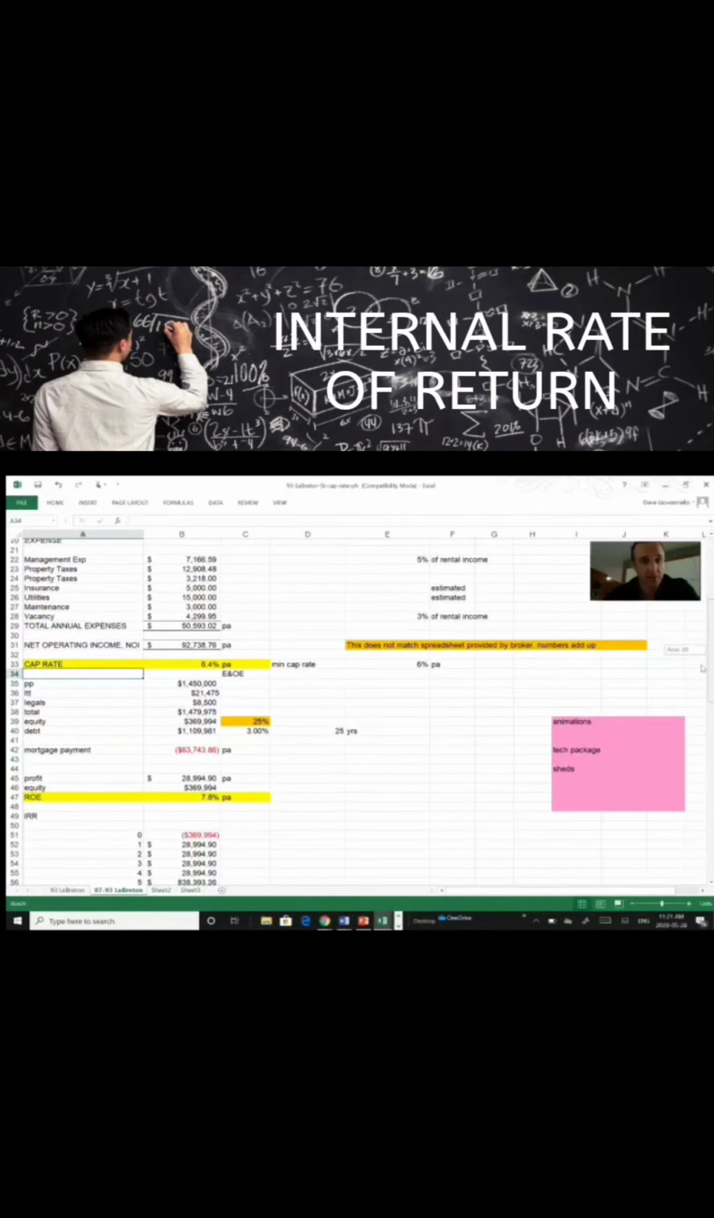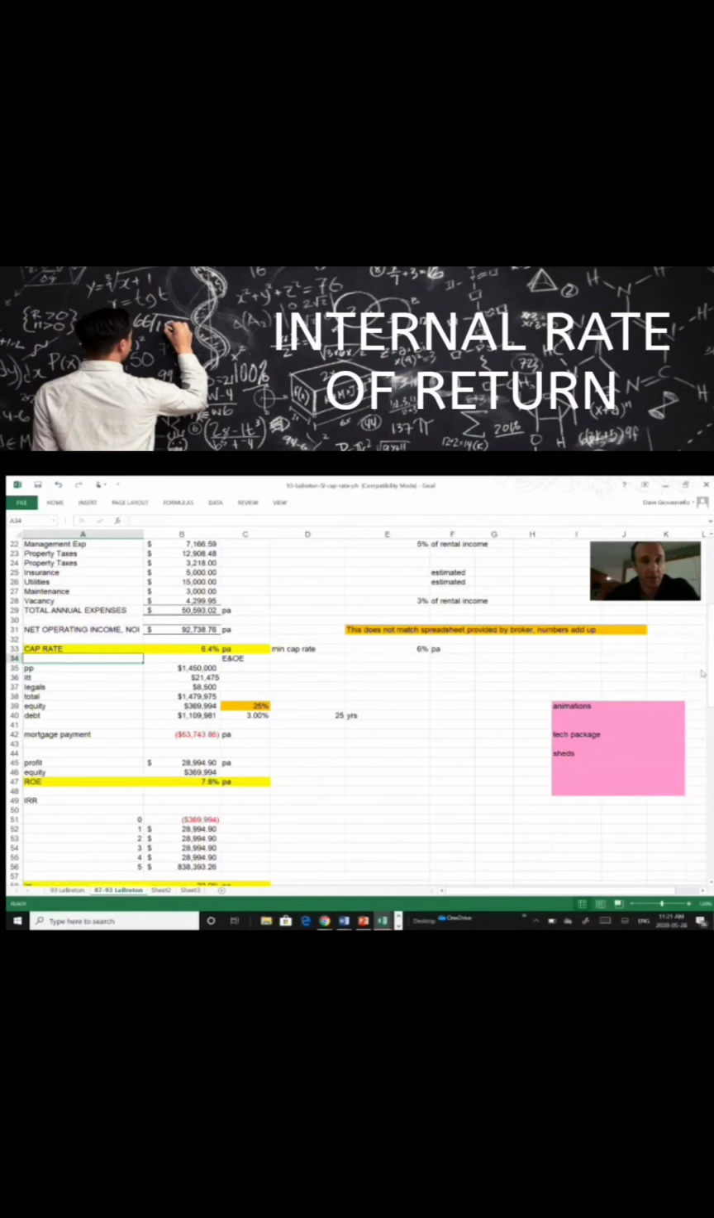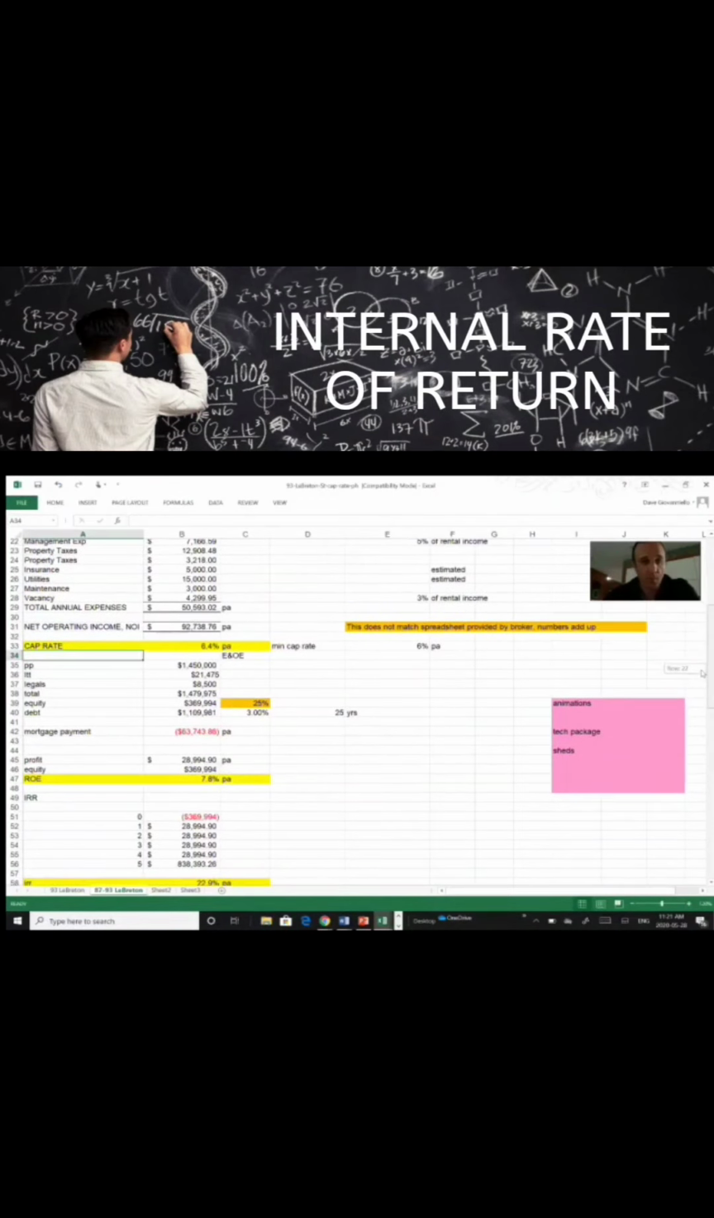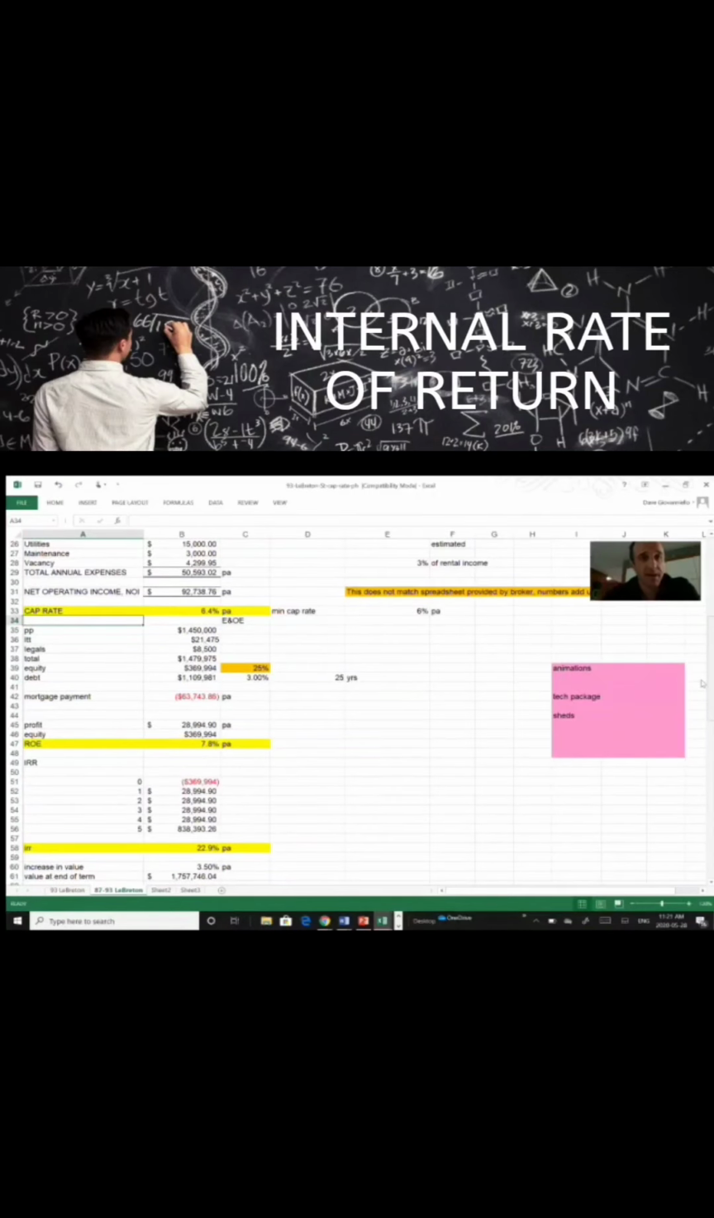Now, as I scroll down a little farther, I have some more calculations on my purchase price minus my land transfer tax and legals, and it comes out that I have a mortgage after I put my 25% down of payment that works out to be $63,743. The actual mortgage is on 1.1 million, so $63,743 per year. So that's important moving forward.